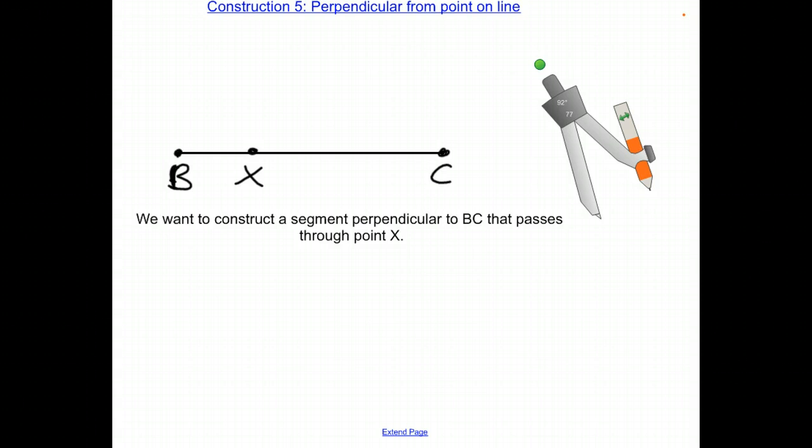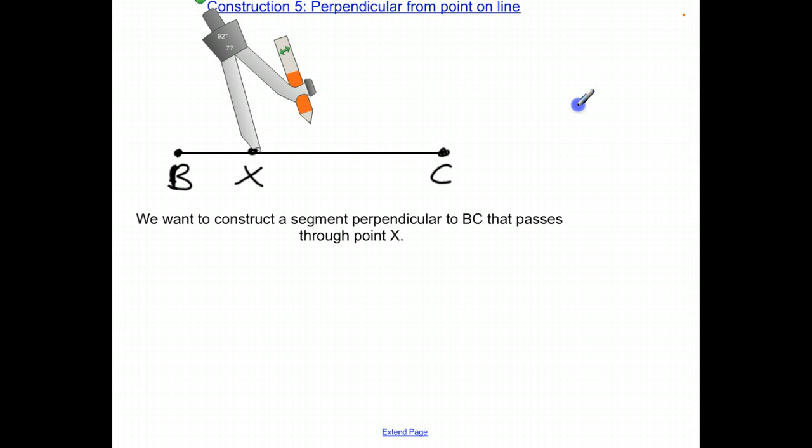So if we look at segment BC here, we notice that point X is a point on that segment. Okay, so what we want to do here is construct a segment that is both perpendicular to segment BC and also passes through point X. To do this, the first step in our process is we're going to take the center of our compass and put it on point X.